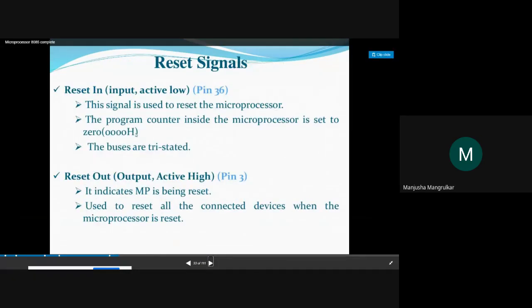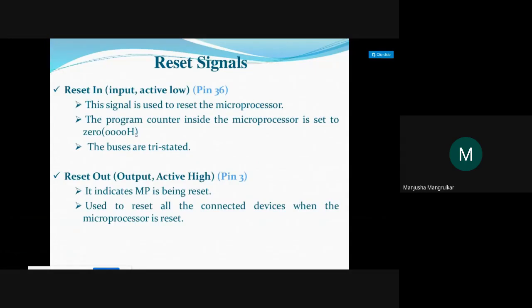So reset in, this is the reset signal. Reset in means input, active low. This signal is used to reset the microprocessor. The program counter inside the microprocessor is set to 0000, and the buses are tri-state, which means all the data will be reset, and the buses will be tri-state. When reset in is applied, your microprocessor is reset, and the microprocessor will generate the reset out signal to your peripherals. That peripheral system is also reset, right? So that is the input signal to your peripherals.